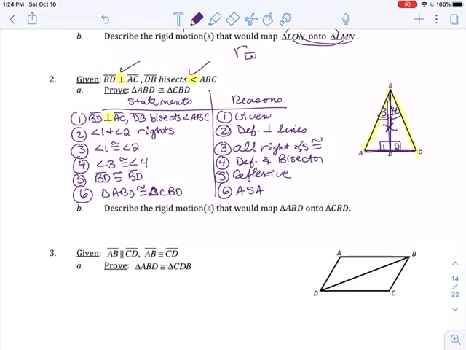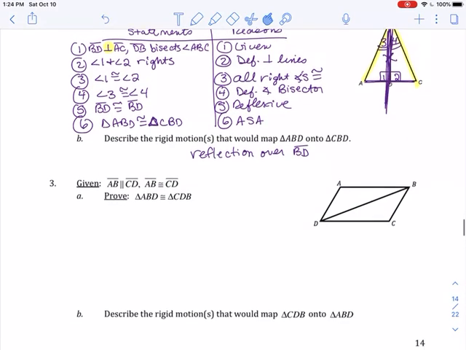Again, they want me to describe the rigid motion that would map triangle ABD, which is on the left, onto CBD, which is on the right. And hopefully you can see it's just like the one above. I'm just reflecting it over that line in the middle. So I'm doing a reflection over BD.